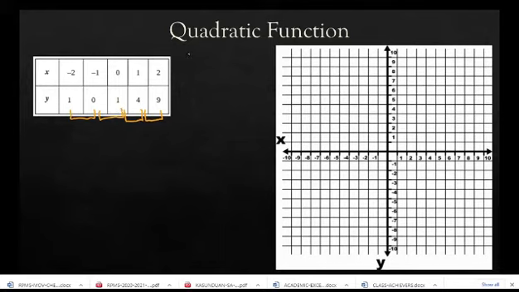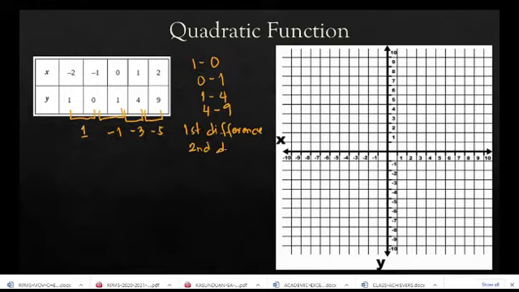So let's have here 1 minus 0 is 1, 0 minus 1 is negative 1. Next we have 1 minus 4, that is negative 3. And then we have 4 minus 9, which is negative 5. So this is the first difference. As you can see, they are not equal. Okay? So let's try the second difference. So, paano naman kinukuha ang second difference?